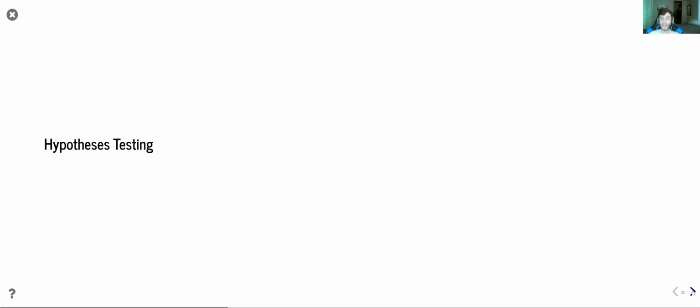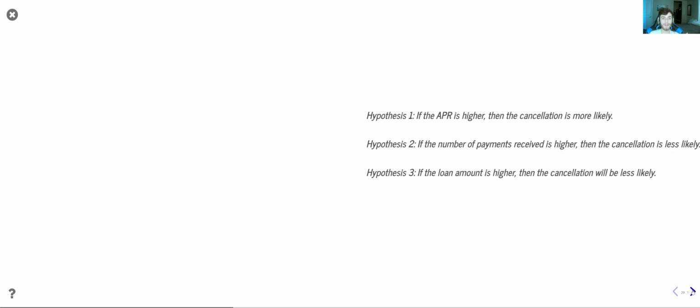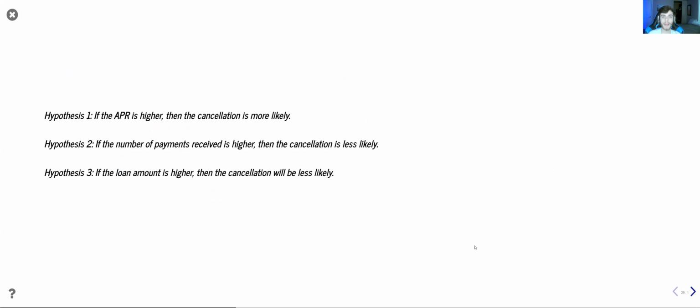Into hypothesis testing, I wanted to go over a few different things to make sure that we're really evaluating the data. So hypothesis one, if the APR is higher, the cancellation is more likely. If the number of payments received is higher, the cancellation is less likely. If the loan amount is higher, then the cancellation is less likely.